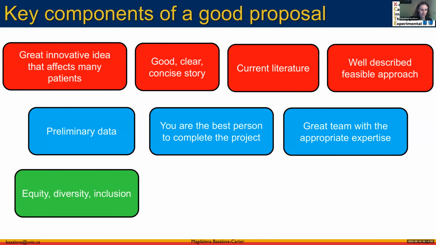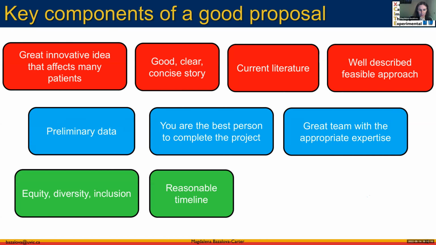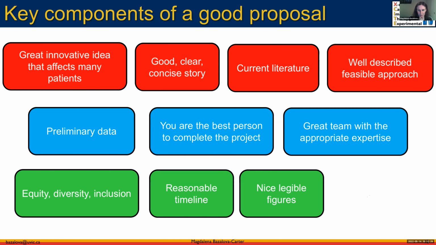What we focus on here in Canada is equity, diversity, and inclusion. So you want to describe that as well and make sure that you take this into account. You should provide a reasonable timeline as well. You don't want to be saying that you'll be doing something in 1 year, when in reality it's going to take you 5 years, and the reviewer also knows it's going to take you 5 years, and it's just going to be seen as too challenging.